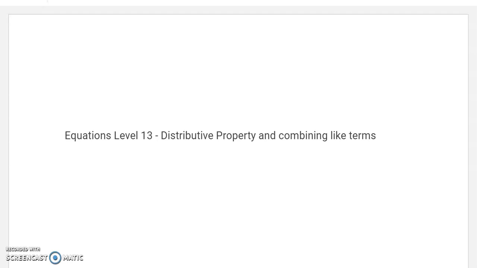This is level 13. In level 11, we looked at equations that needed combining like terms. In level 12, we looked at ones that needed the distributive property. Today we're gonna look at ones that do both. So make that the title on the next 3 pages of your math notebook. When you have done that, close it up and concentrate with me.